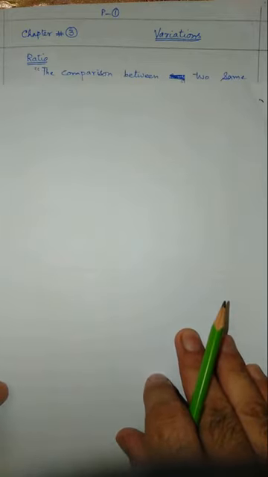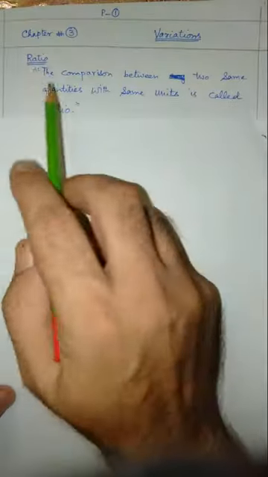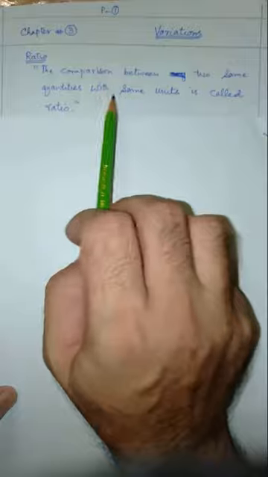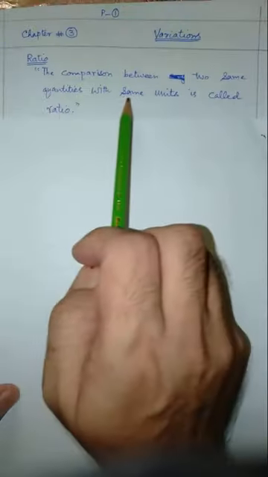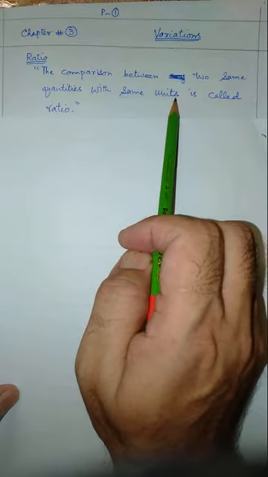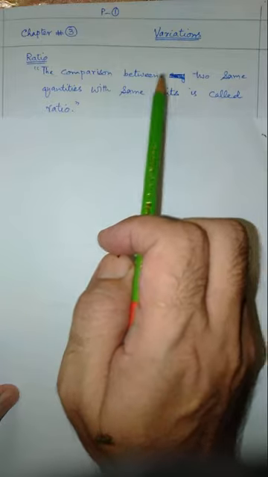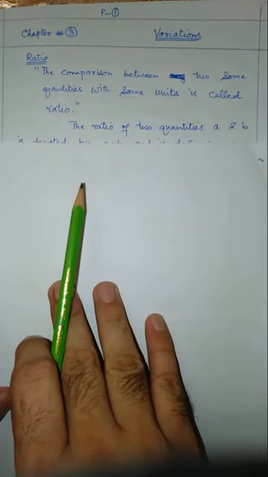Ratio is the comparison between any two same quantities with same units. For ratio, we have two quantities and the units of the two quantities must be the same. If one quantity is measured in meter, then the other quantity must be measured in meter. If one quantity is in kilogram, then the second quantity will be in kilogram.